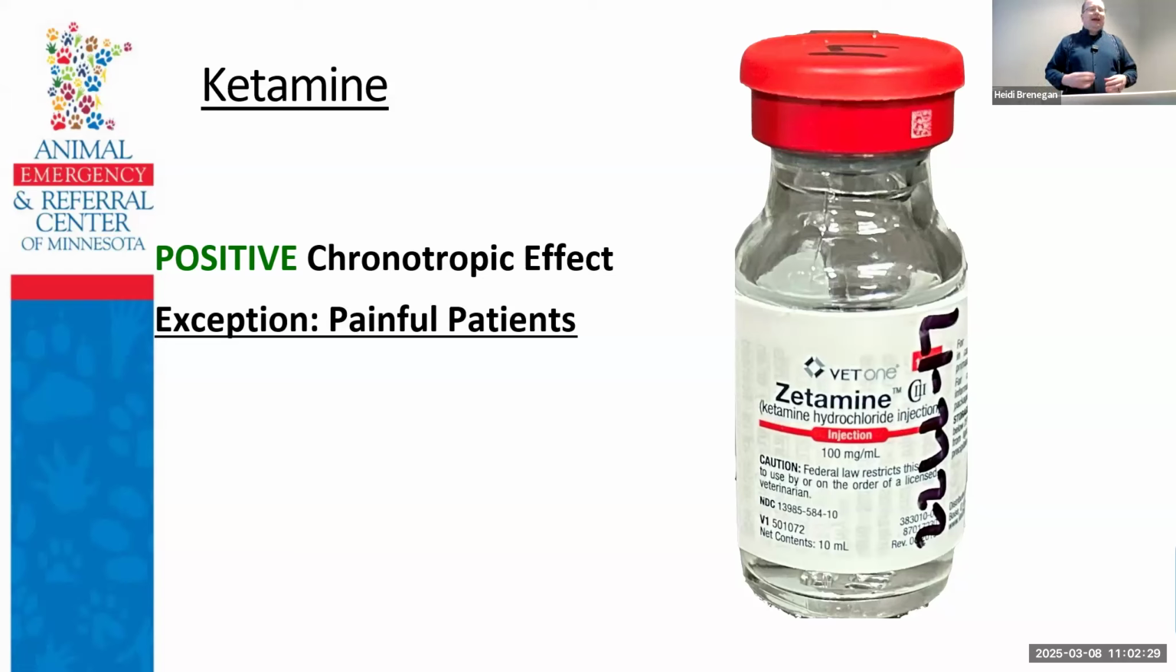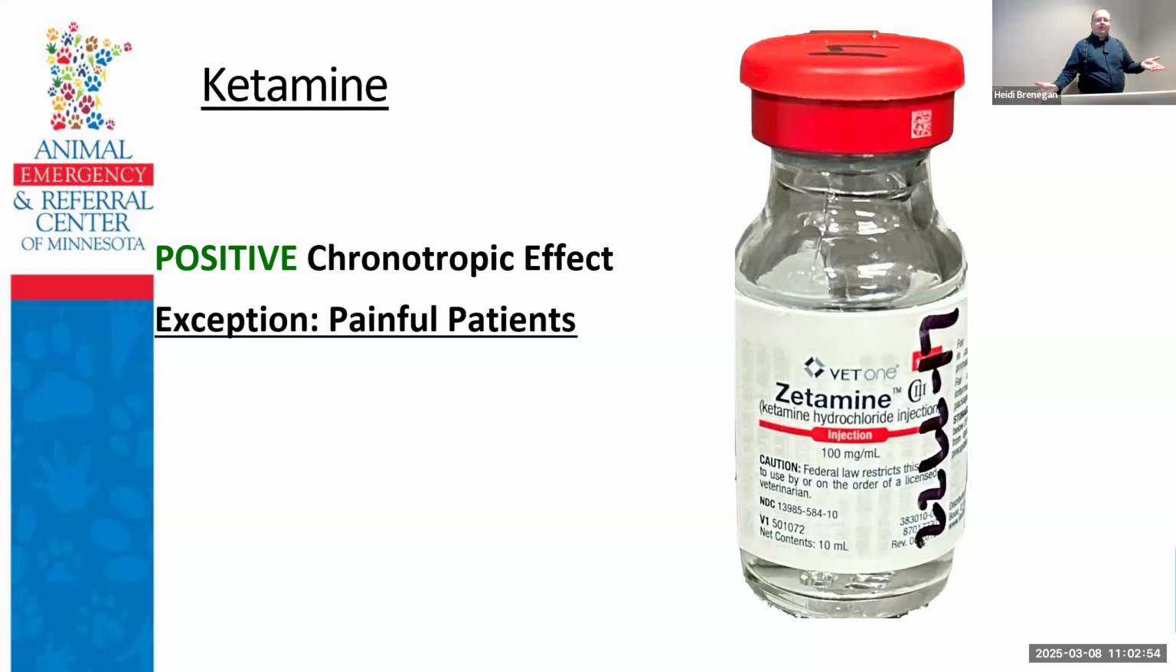And if you give it to an animal that's painful, relieving the pain has a greater effect than the positive chronotropic effects. One of the ways I know that ketamine was the right choice, if I give a little ketamine during a surgery because I think the animal's having breakthrough pain, if the heart rate goes down, when everyone knows ketamine's supposed to make the heart rate go up, that means the animal had some breakthrough pain and the ketamine relieved it.